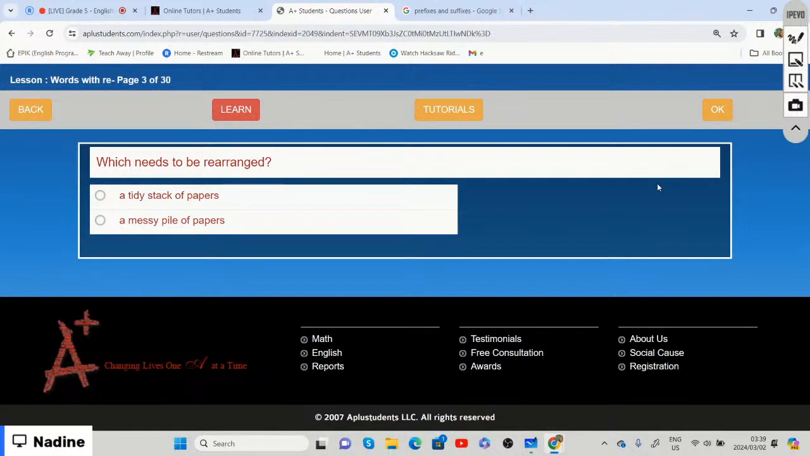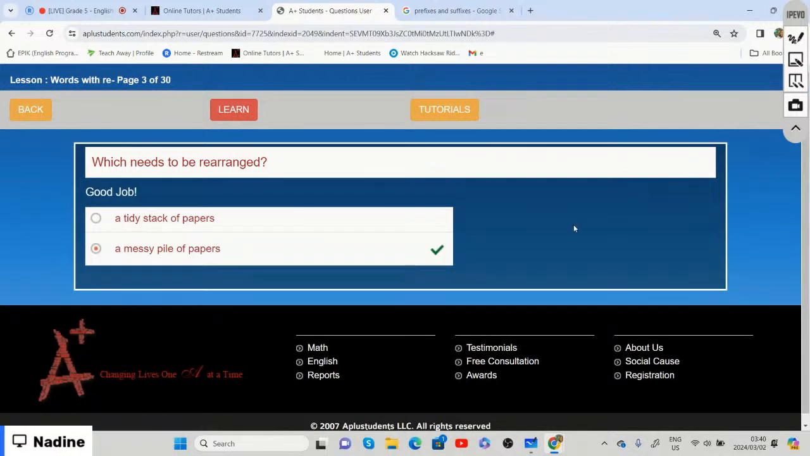All right. And we would basically most likely rearrange anything that is untidy or messy. So a messy pile of papers, or even a messy classroom. It's a messy pile of papers. All right.